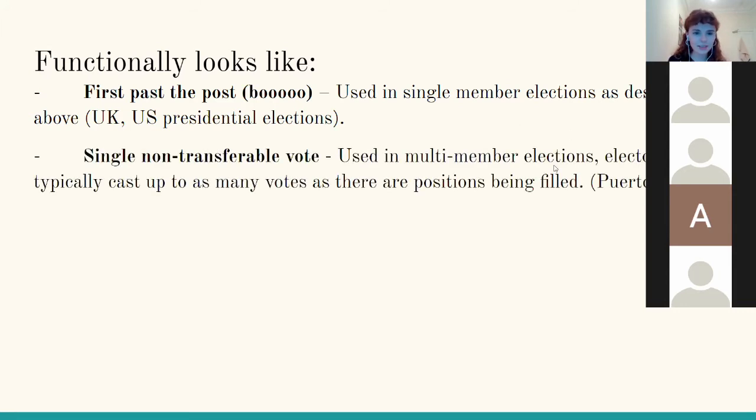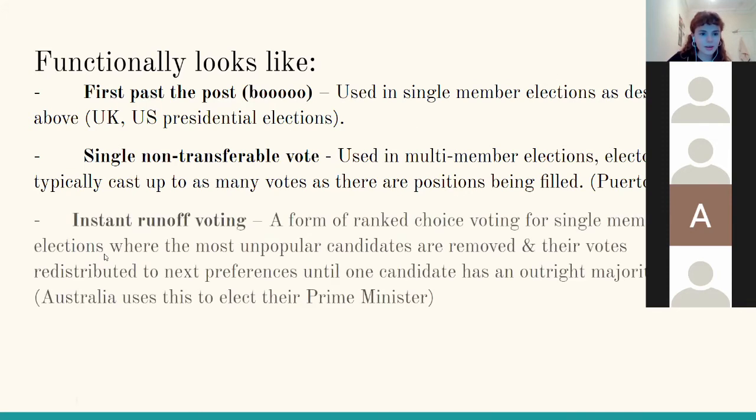The next type is single non-transferable vote. So this can be used in multi-member elections. So you're voting for like 2 or 3 MPs in one constituency or something like that. And you can cast as many votes as there are positions being filled. So it's effectively the same as first past the post, just in multi-member elections.